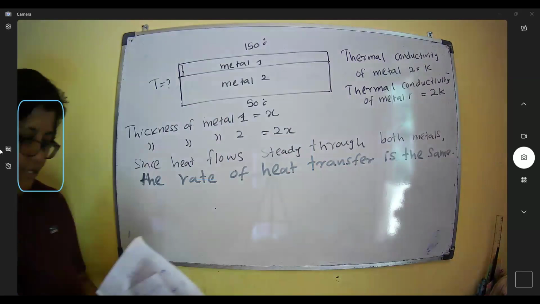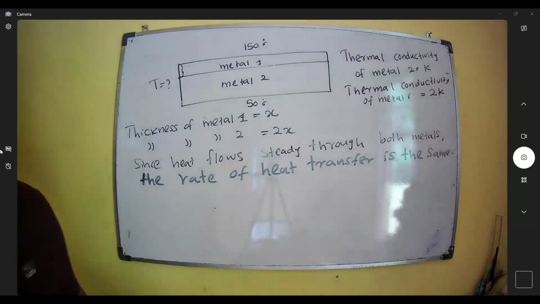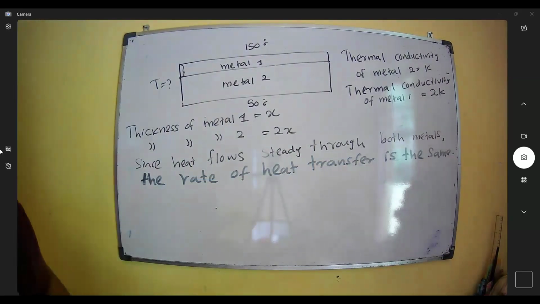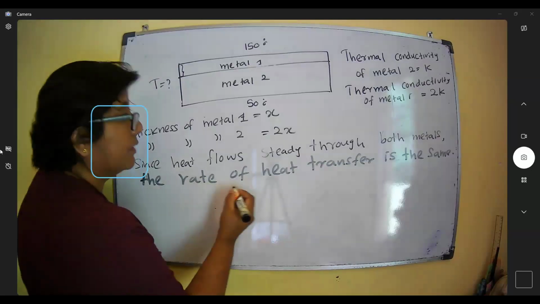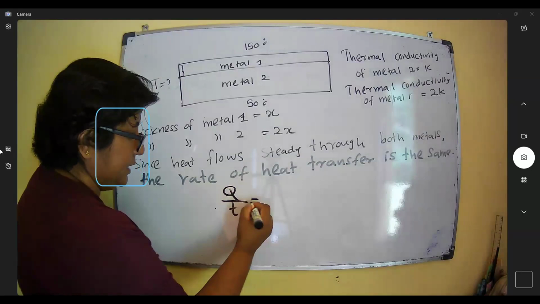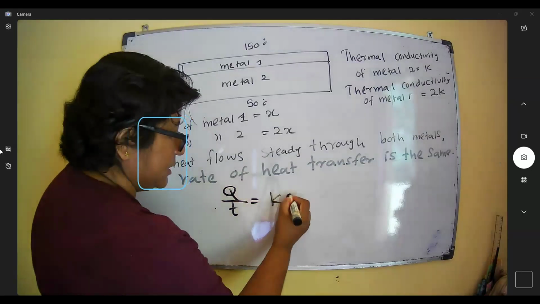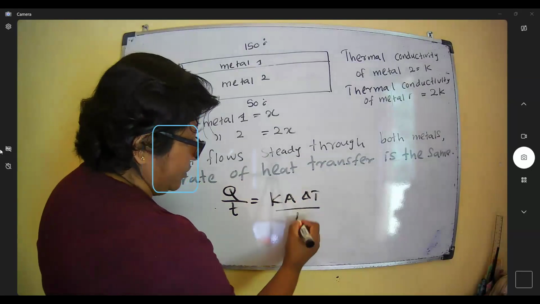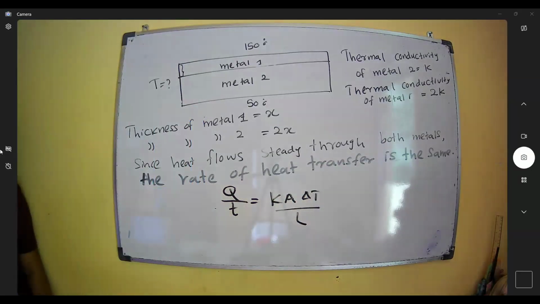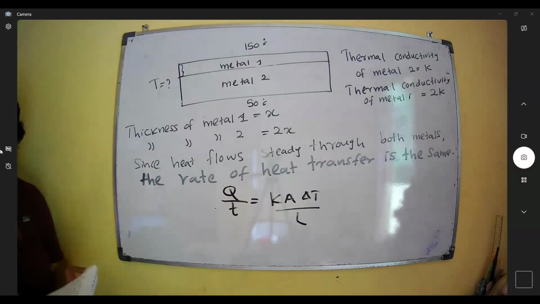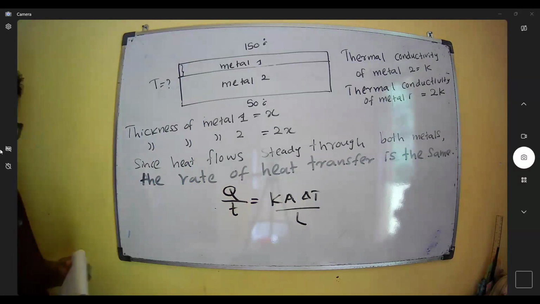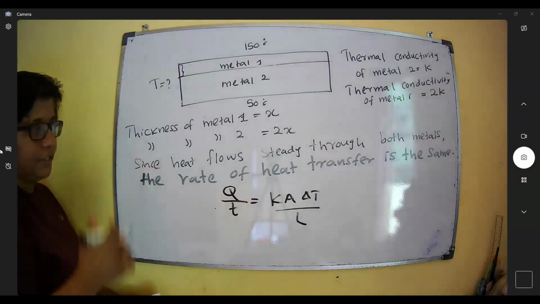Now we can substitute the conduction equation, Q over t is equal to KA delta T by L. Now you should remember the conductivity equation, right? KA delta T over L. Heat flowing is steady through both metals. So then we can write the common equation: heat flowing rate in metal 1 should be equal to metal 2, right?